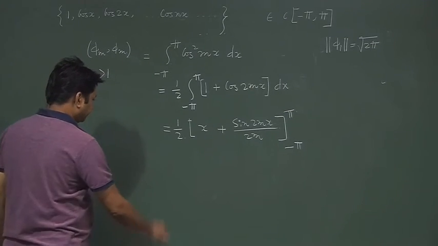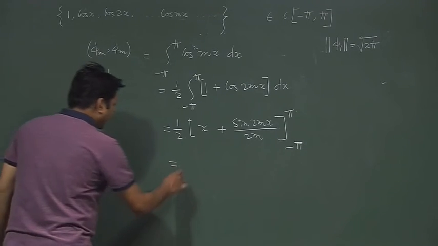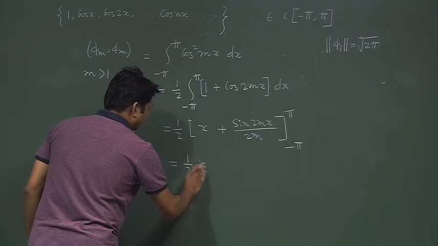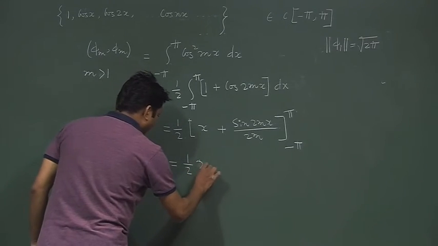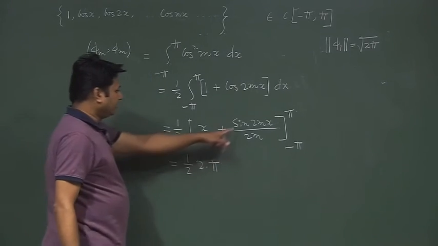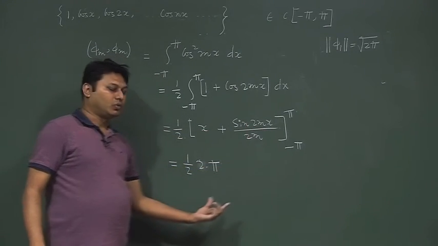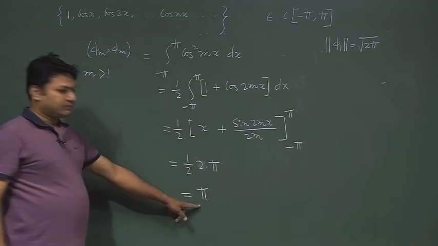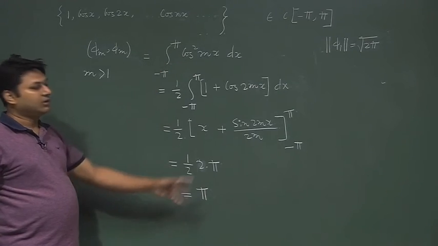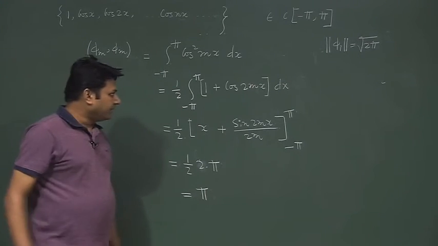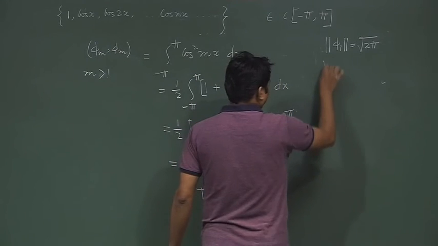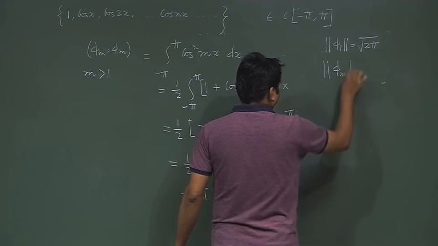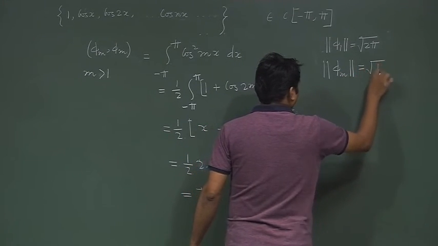If I do that, then I will have half, x will be simply 2 pi, but the other quantity, when I put the limit, will vanish. So, finally, I will have something equal to pi, invariably for all the values of m. So, that means the norm of the other functions is root over of pi.